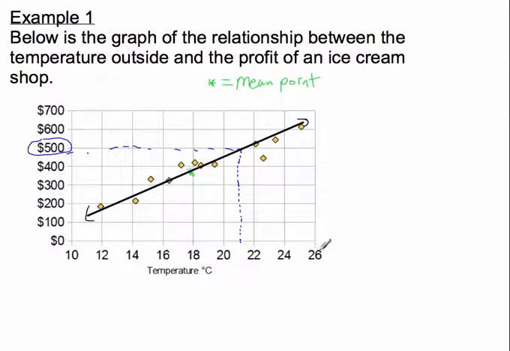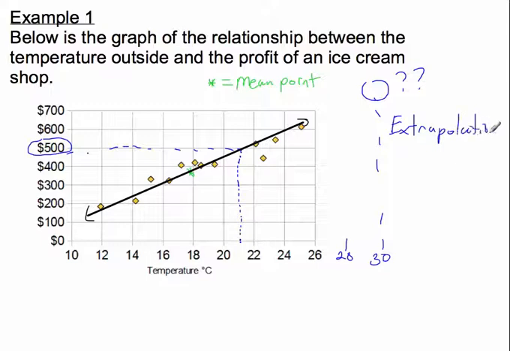How much money would you expect to make on a 30 degrees Celsius day? Now here's the problem. We don't have a data value at 30 degrees Celsius. It's going to be up here somewhere, but we don't know what it is because it's outside of our range of data. So this is called extrapolation. Extrapolation is outside of our data values. Interpolation is within our data values.